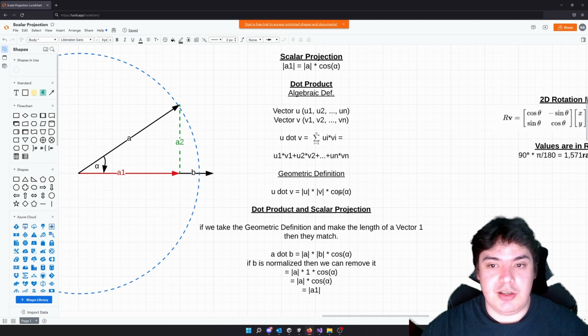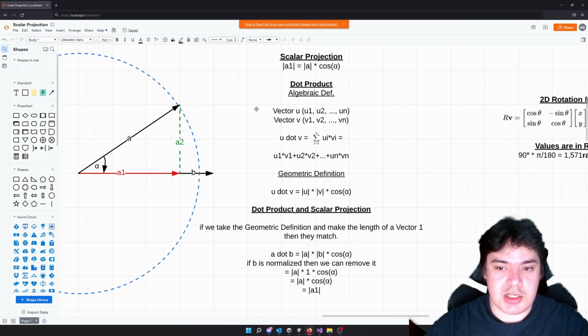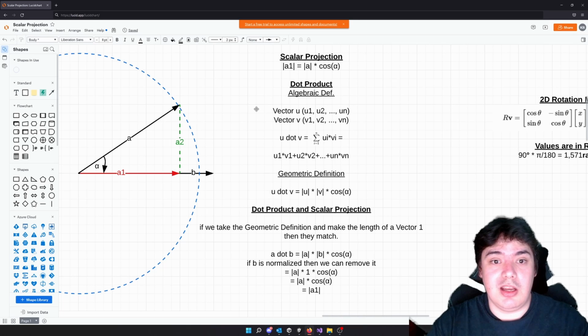And this is actually the same formula as the scalar projection. Because the only difference between the scalar projection and the dot product, by the geometric definition, is that we need to consider the length of the other vector, in our case b. But since we control the length of b and set it to 1 because we normalize the axis, the formulas match with each other. And this way we can calculate the scalar projection with the dot product in the case that one of those vectors has a length of 1.